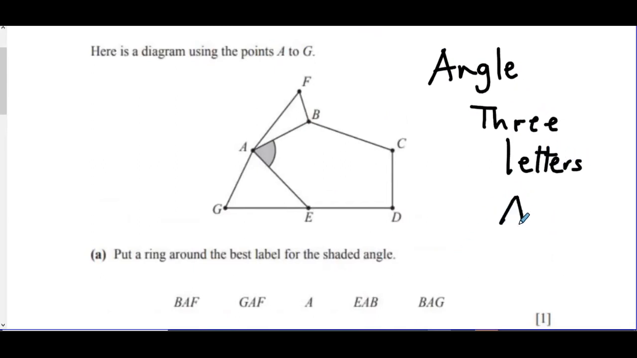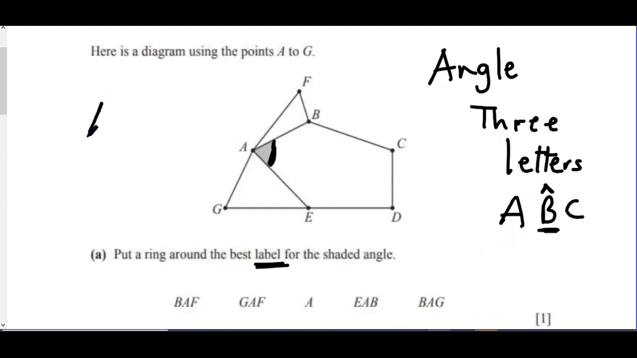For example, A, B, C. When you say A, B, C, you are talking about this angle here. You are talking about the middle letter, which is letter B. So now put a ring around the best label for the shaded angle. This is the angle which is shaded. Now, how do we label this angle?